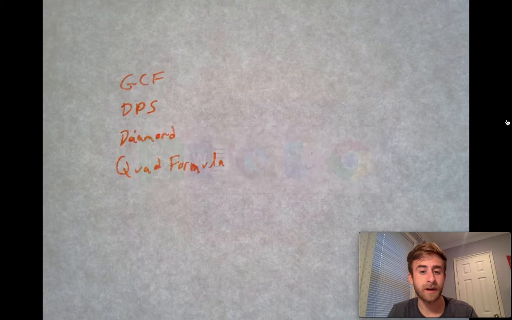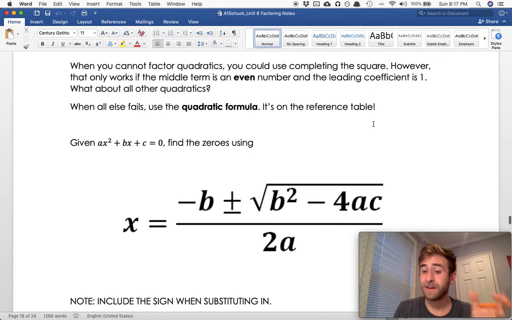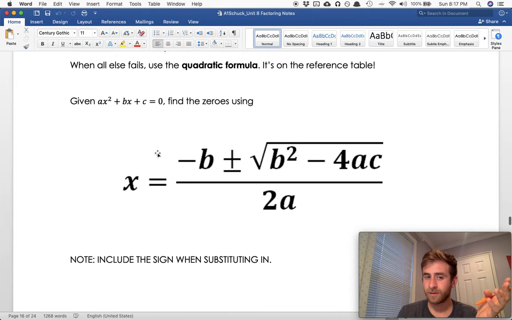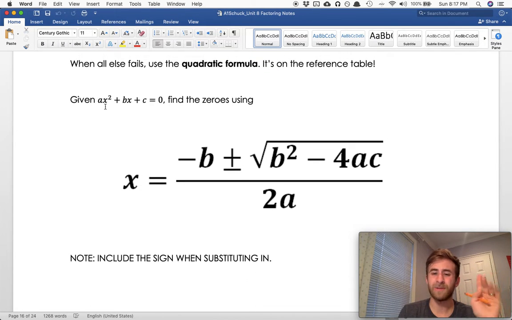So let's hop back into Word over here. This is our quadratic formula. When you cannot factor quadratics, you can use completing the square, however that only works in certain cases. When all else fails, use the quadratic formula, which is what I'm saying. It's on your reference table. For the SATs and ACTs, I think you have to memorize it. Before we get there, let's analyze it for a second.